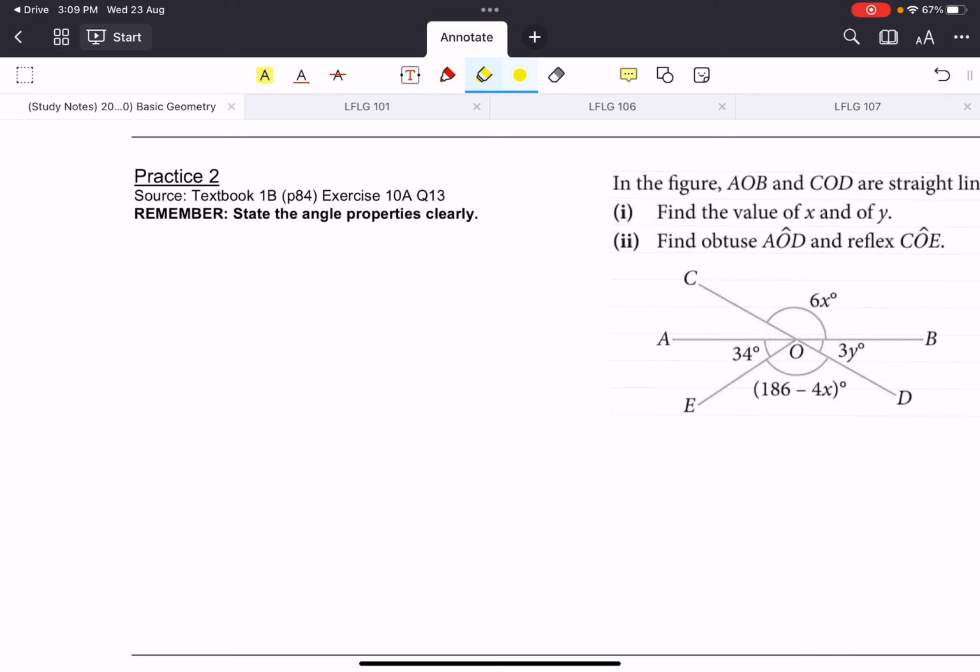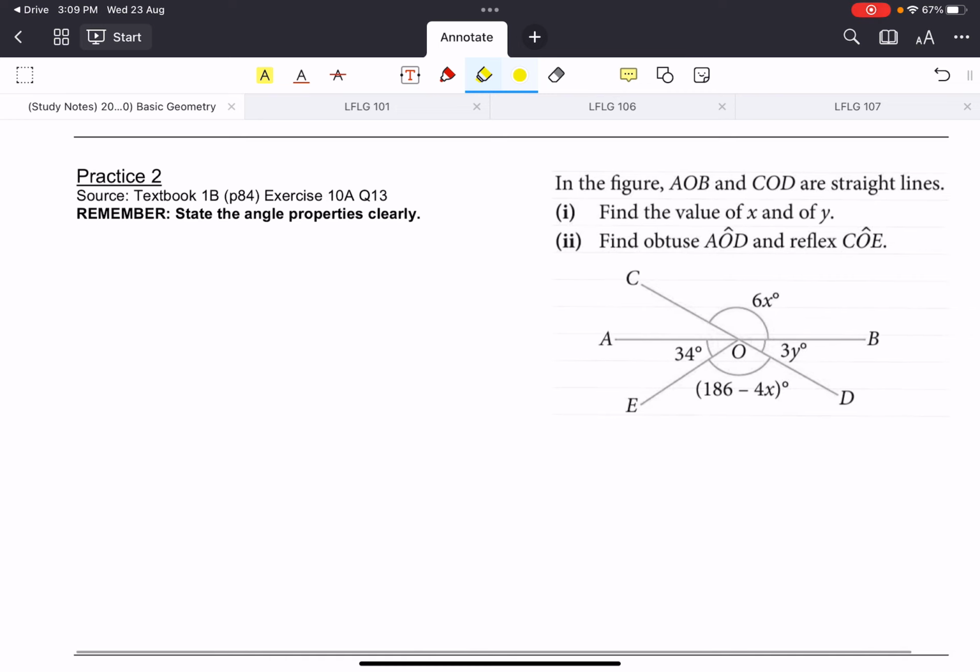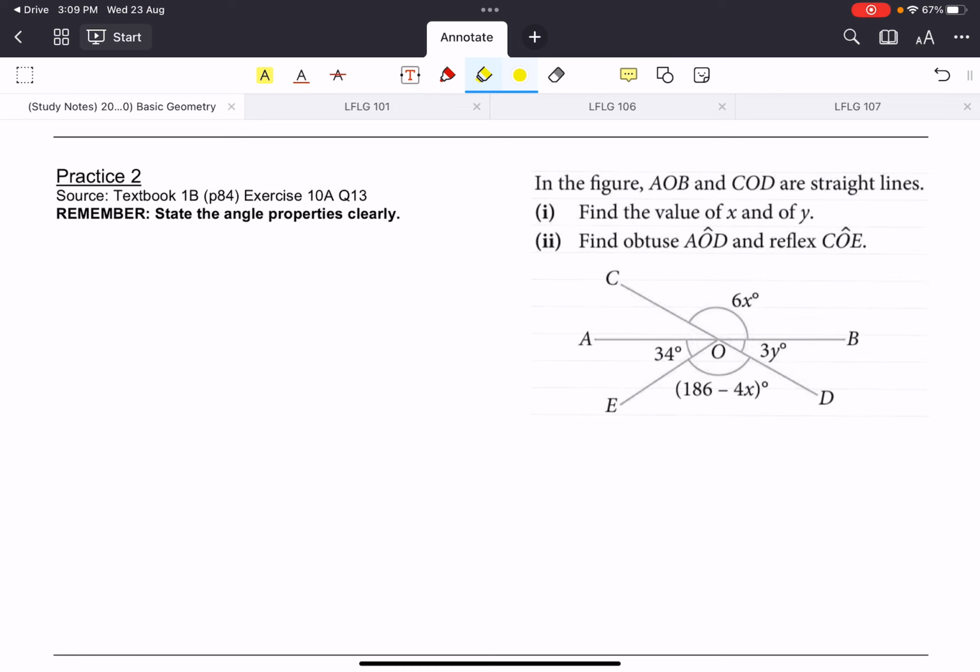So the next question, the diagram is given, and we are told to find the values of x and y, as well as to find the obtuse angles and the reflex angle accordingly. So let's do that, right? So let's do part 1 first. Let's change back to pen. So part 1, okay. What I can do now, if I take a quick look at the diagram once again, we can actually find the angles.